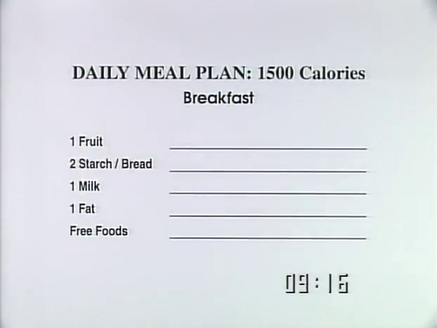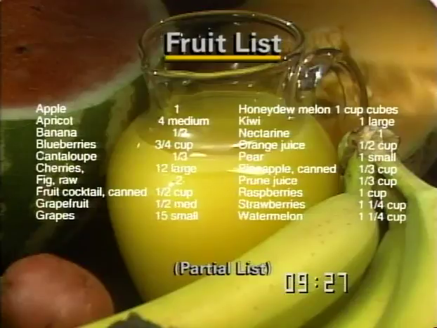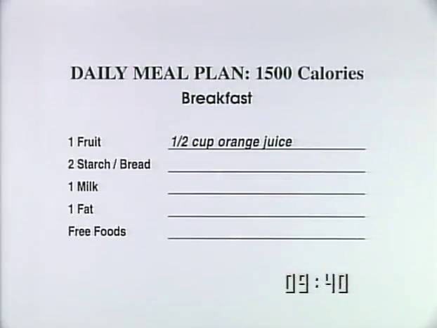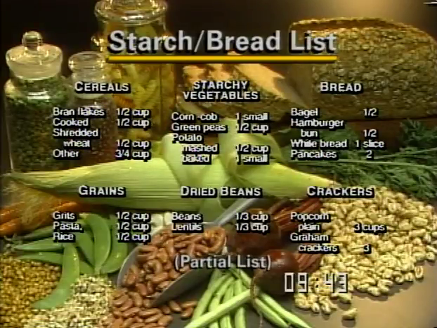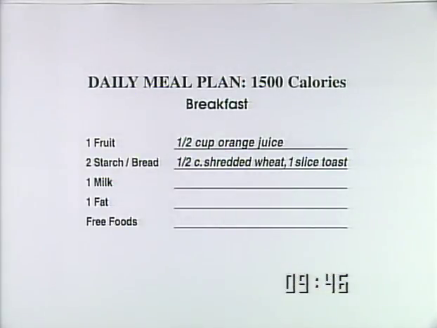The meal plan states that for breakfast, the patient can have 1 exchange from the fruit list, 2 exchanges from the starch bread list, 1 exchange from the milk list, and 1 exchange from the fat list. Looking at the fruit exchange list, we can select any one of these foods in the amount listed to include in our plan. How about orange juice, a good source of vitamin C and potassium? 1 exchange would be 1/2 cup. For breakfast, the starch bread list offers cereals, pancakes, and breads. Let's give the patient 1/2 cup shredded wheat, low in sodium and a good source of fiber for 1 exchange, and 1 slice of toasted white bread for the other.